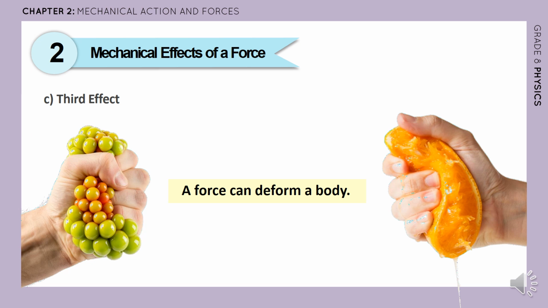The third effect of a force states that a force can deform a body. So what do we mean by deform a body? Deform a body means change its shape. So this man is squeezing these marbles. So he is changing their shape. Also, we can get the lemon juice from a lemon by squeezing it. We are changing its shape, we are obtaining the juice. So this is what's meant by a force can deform a body. So deforming a body means changing its shape.